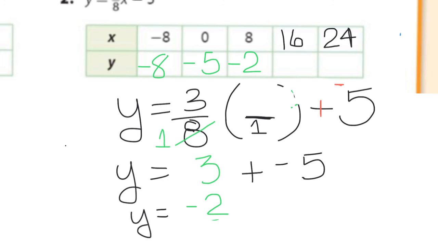So we'll take out this 8. And this time we'll use our 16. So I'm going to divide both by 8. So 8 divided by 8 is still 1. 16 divided by 8 is 2. 3 times 2 gives me the 6. You don't need to multiply the 1 times the 1. 6 plus -5 is 1.